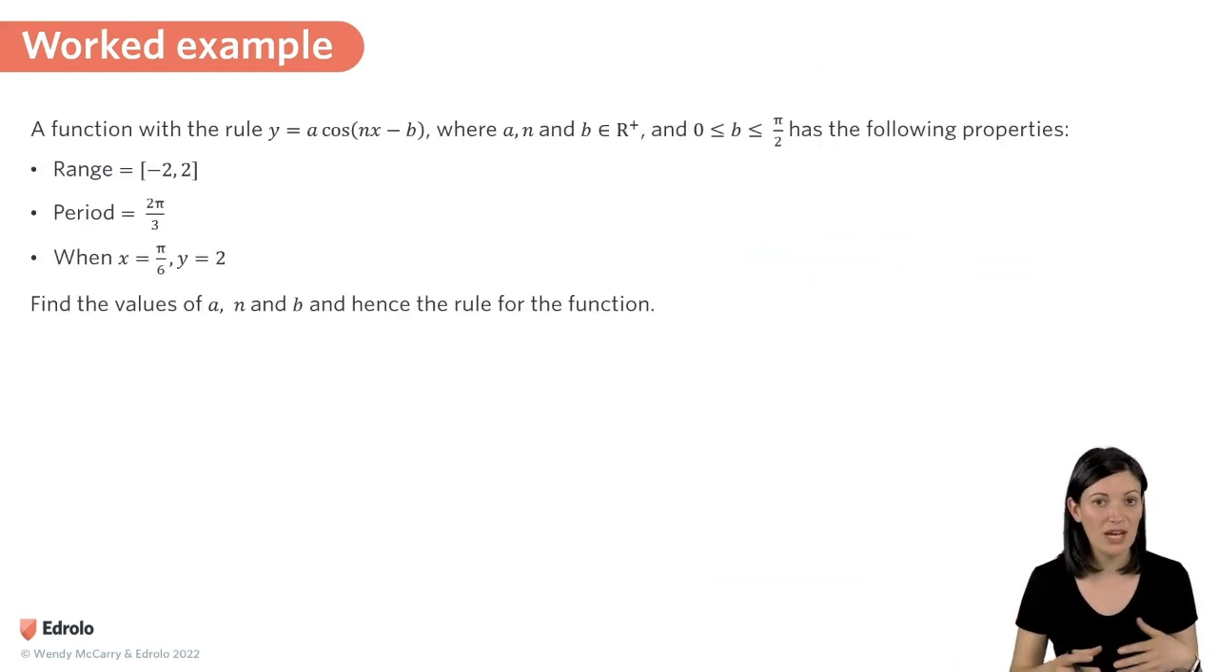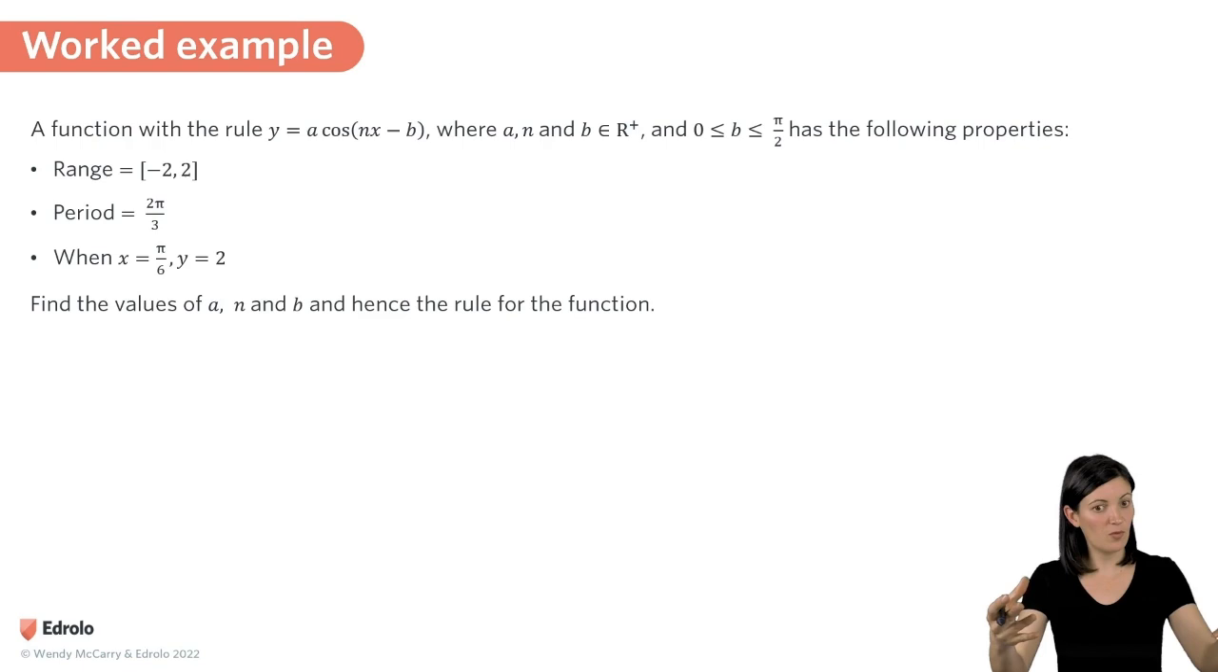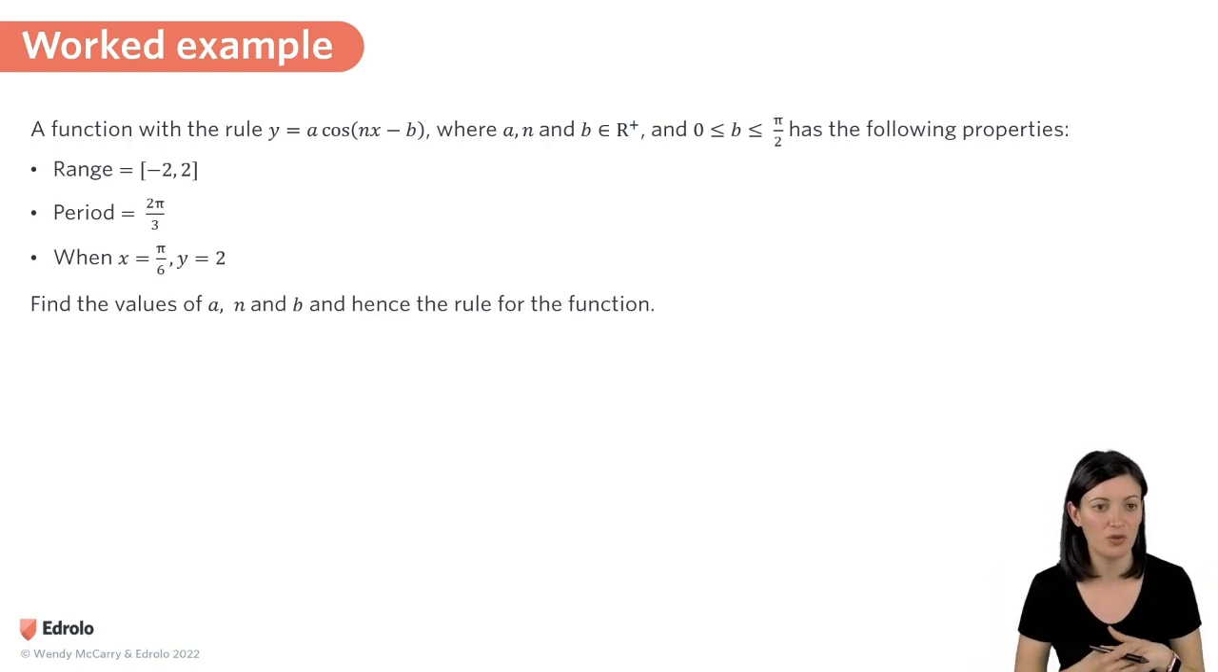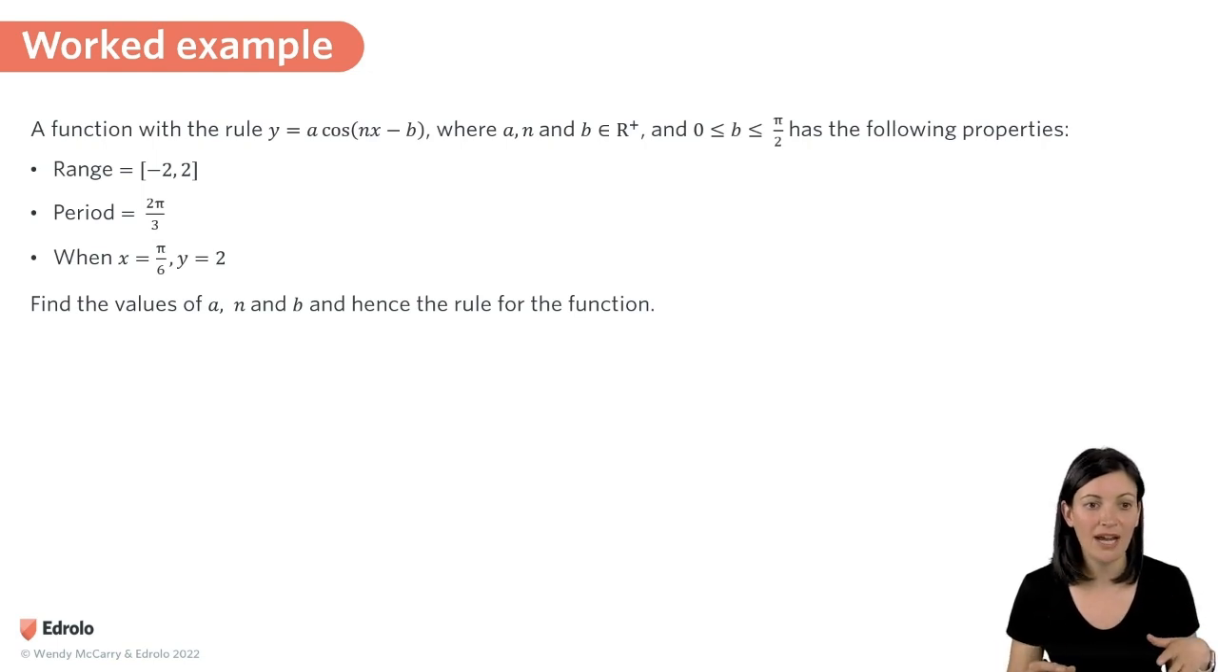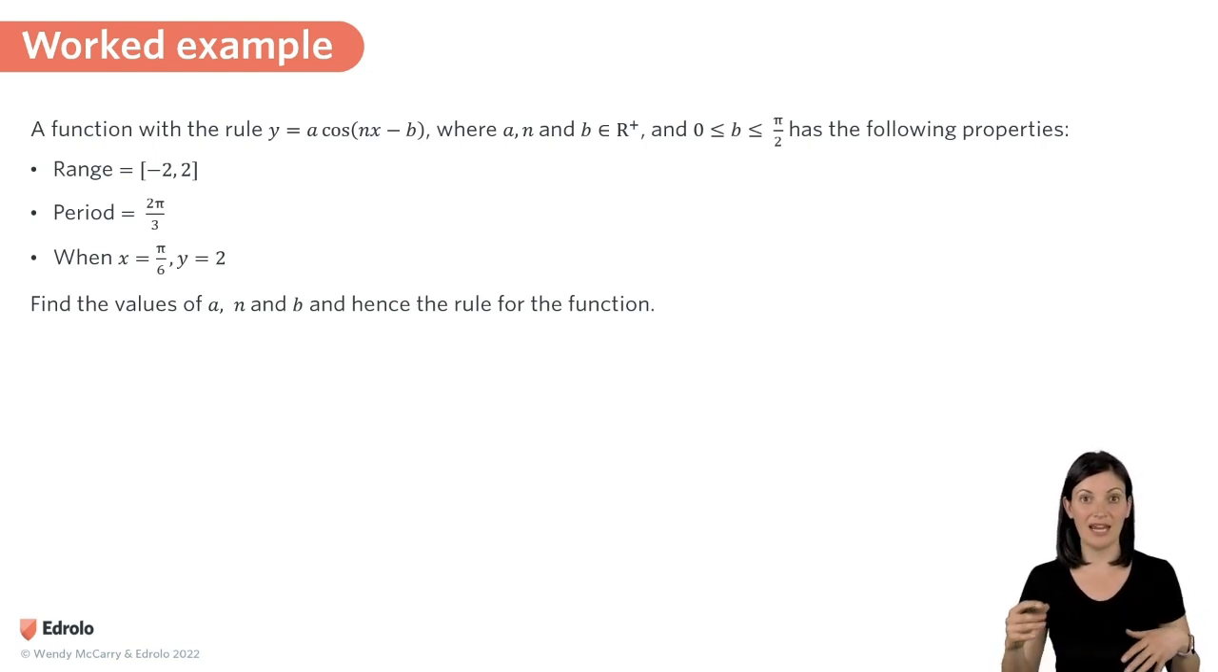So this time we don't have a picture, we just have lots of words, okay? And we've got to figure out the rule for this function. So let's read it together. A function with the rule y is equal to a cos of nx minus b.